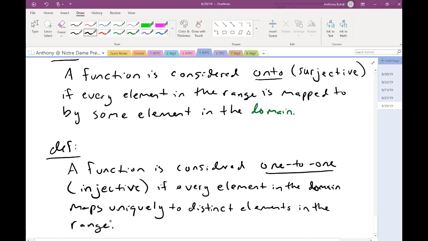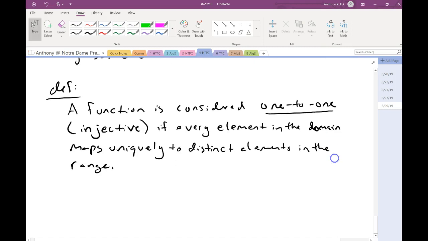So this definition says a function is considered one-to-one, or injective is the other term that we have for that. Again, those two terms are probably about equally commonly used. If every element in the domain maps uniquely to distinct elements in the range. What this is basically saying is that no y coordinates get repeated. You can't use any y coordinate more than one time. Okay.